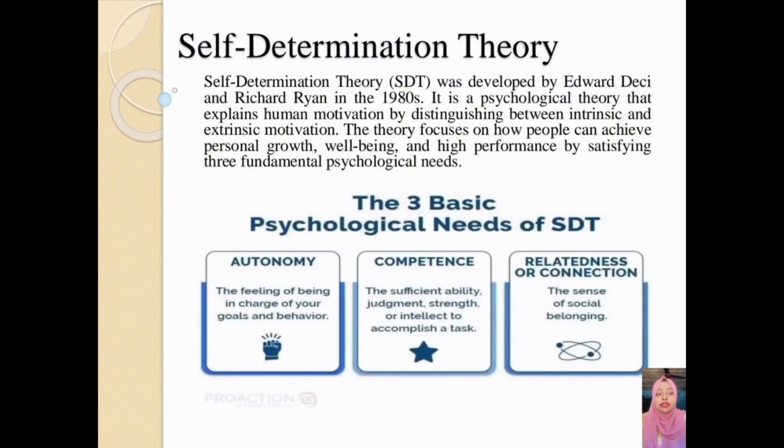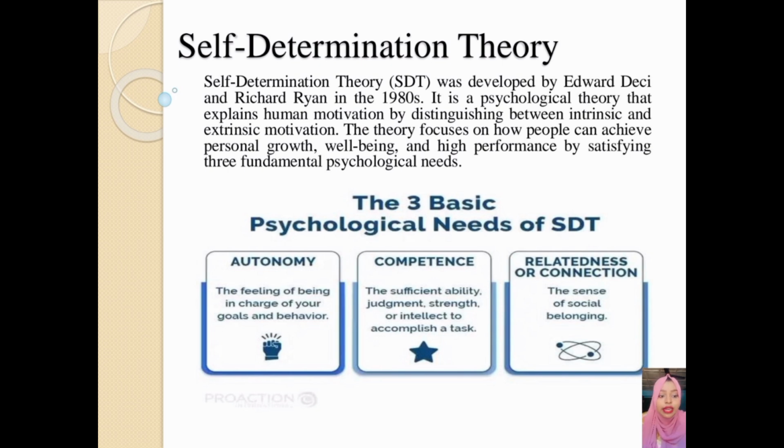Now I'm talking about self-determination theory. It explains human motivation by distinguishing between intrinsic and extrinsic motivation. The theory focuses on how people can achieve personal growth, well-being, and high performance by satisfying 3 fundamental psychological needs. These are autonomy, competence, and relatedness.